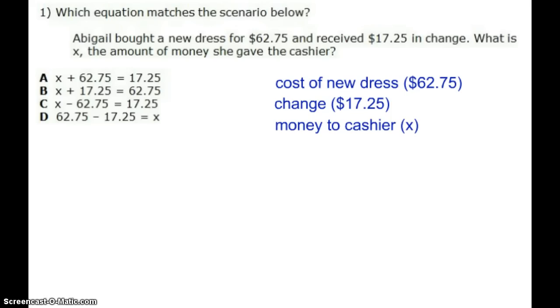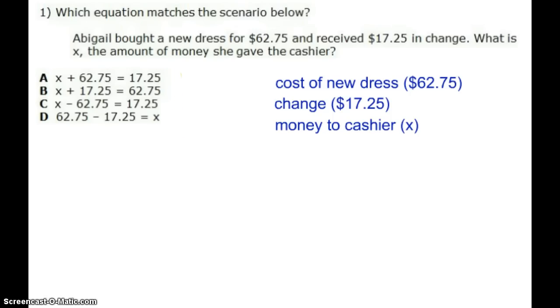Which equation matches the scenario below? Abigail bought a new dress for $62.75, and received $17.25 in change. What is X, the amount of money she gave the cashier? So you have to match this situation to one of these equations. So record your answer, then watch the rest.